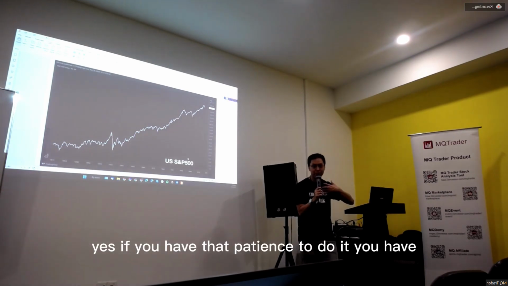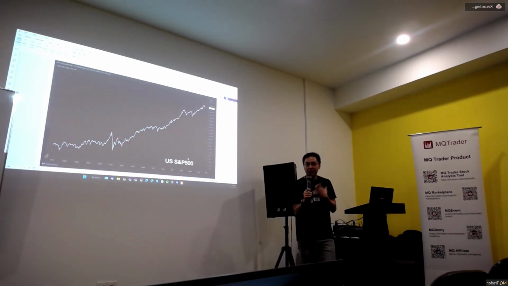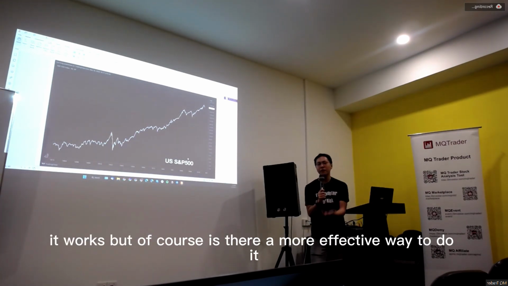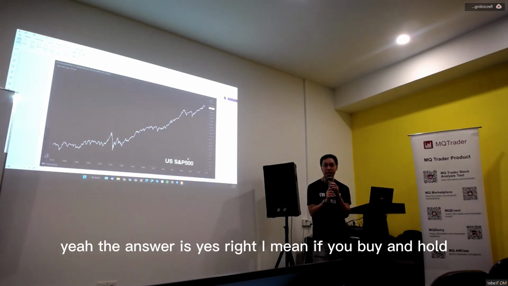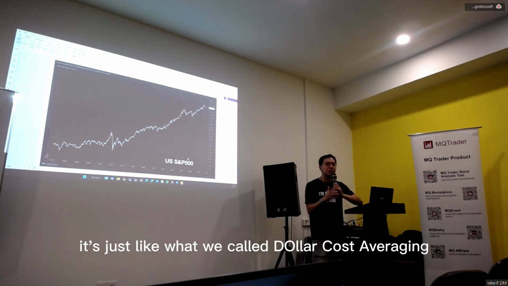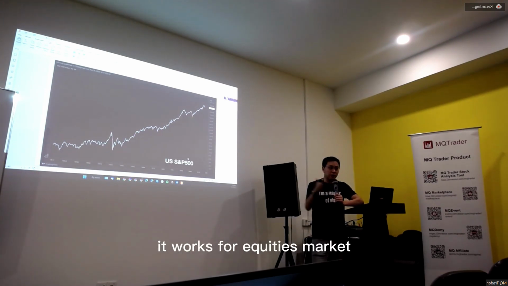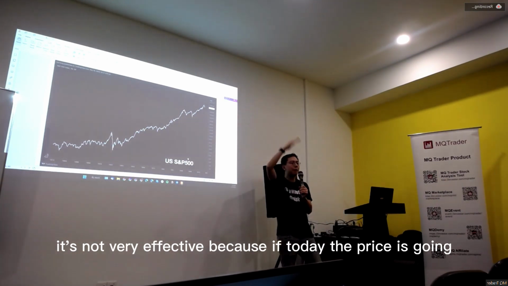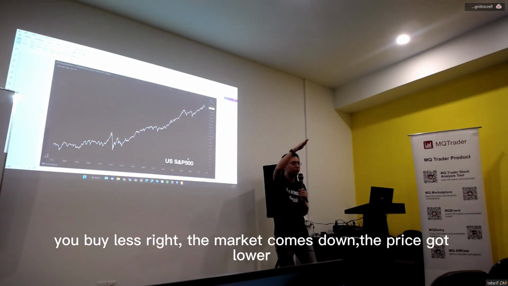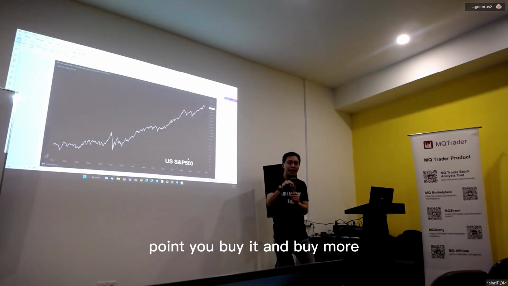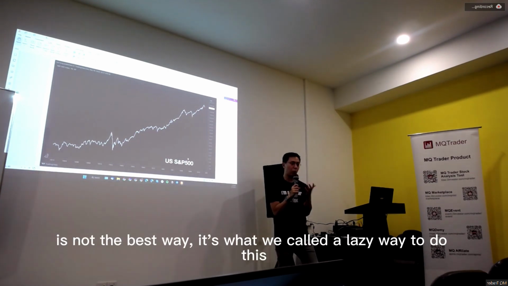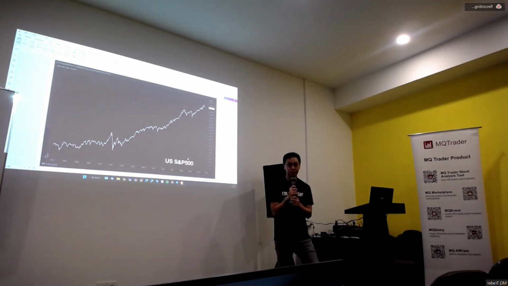Yes, if you have the patience, the character, the personality to do that, it works. But of course, is there a more effective way to do it? Yeah, the answer is yes. If you buy and hold, it's just like what we call dollar cost averaging. It works for the equities market, but it's not very effective because if today the price is at a high point, you buy less. If the market comes down to a lower point, you buy more. So dollar cost averaging is not the best way. It's what we call a lazy way to do things, but it works.